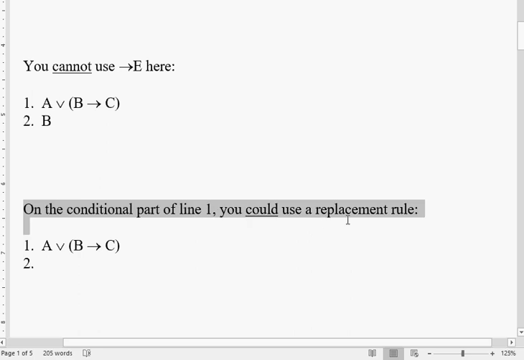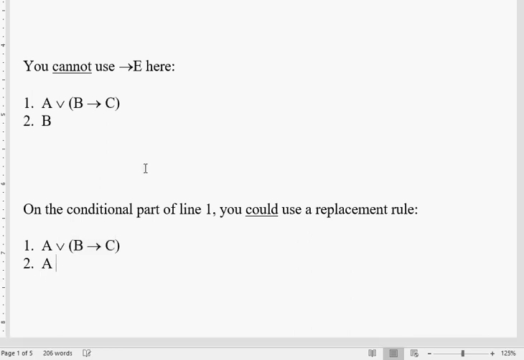We could use a rule of replacement or a replacement rule. For example, if I wanted to use the rule of material conditional on if B then C, I could change that to not B or C. So what I would have to do is carry down the A or, and then inside the parentheses there I could use the MC rule. And by the way, I encourage you to have your rules out somewhere. You could take a look at them. I could use that MC rule, and I could change the if B then C to not B or C.